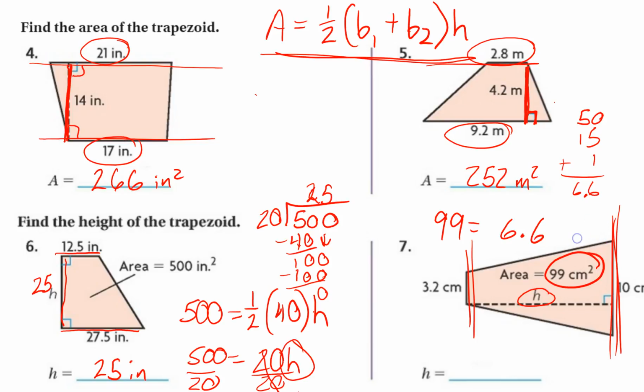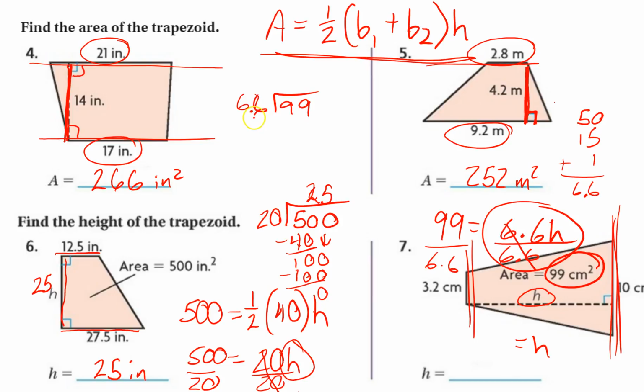So now let me move this over so you can see it. This is multiplication, so I have to do the inverse operation. I divide both sides by 6.6. That's going to leave me with h on this side. And then I divide 6.6 into 99. I'm going to show my work up here.